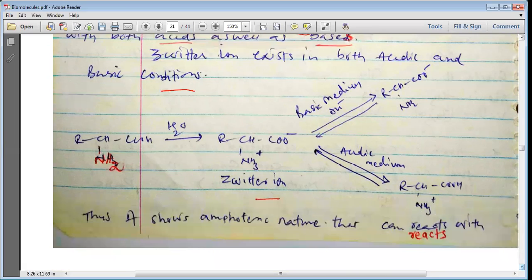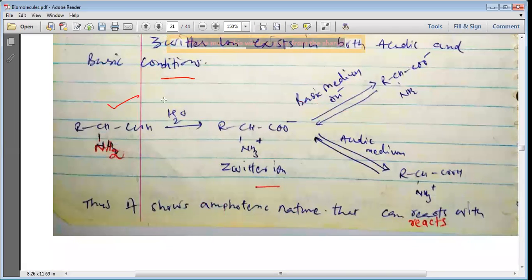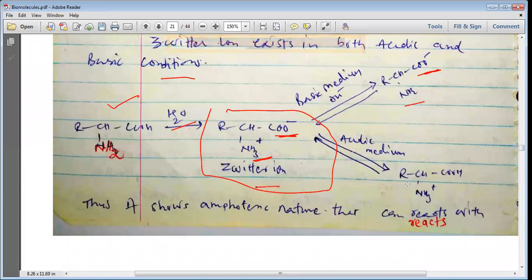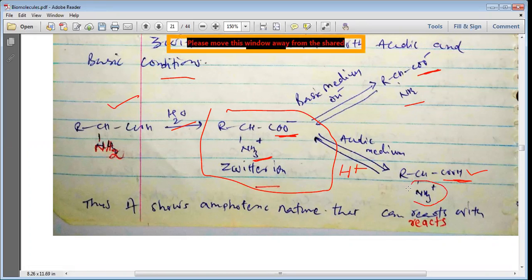You can see here, my dear students, on your screen that we have an amino acid. When it is added to water, it turns out to be a zwitter ion, where you have the COO minus group as well as the NH3 plus group present in the zwitter ion. In basic medium, you can see that this OH minus combines with the hydrogen of NH3 plus, and it turns out to be RCH2COO minus. But in acidic medium, it turns out to be RCHCOOH, because in acidic medium the H plus given by the acid is accepted by the COO minus, and it turns out to be COOH, and we have the NH3 plus ion present in it.